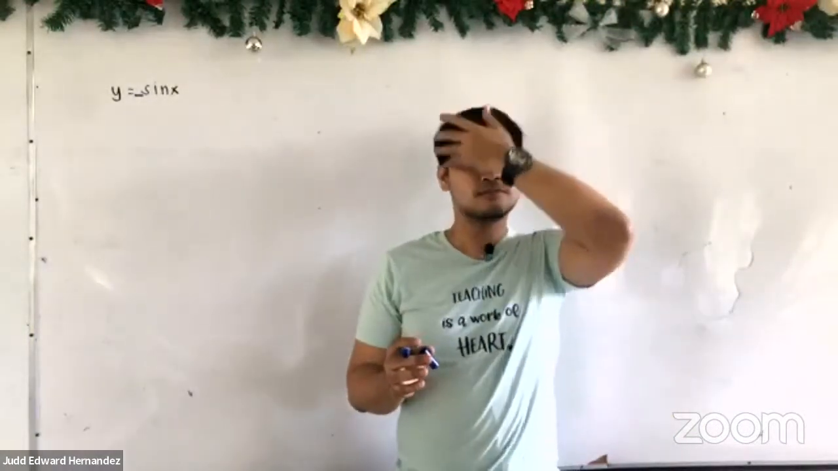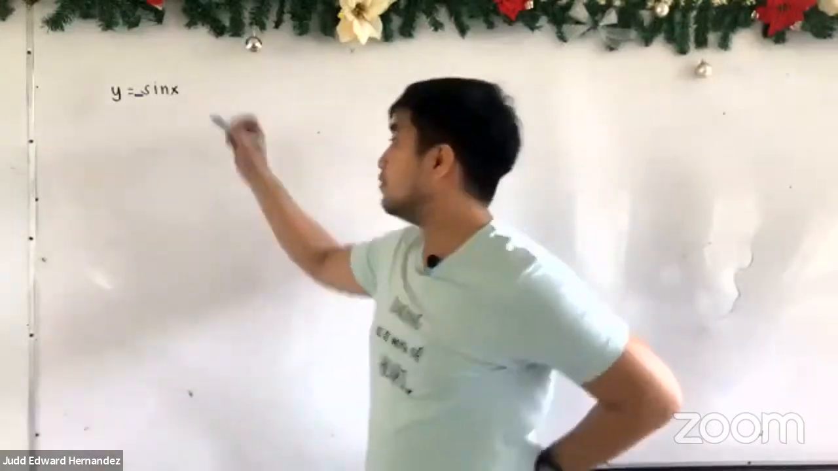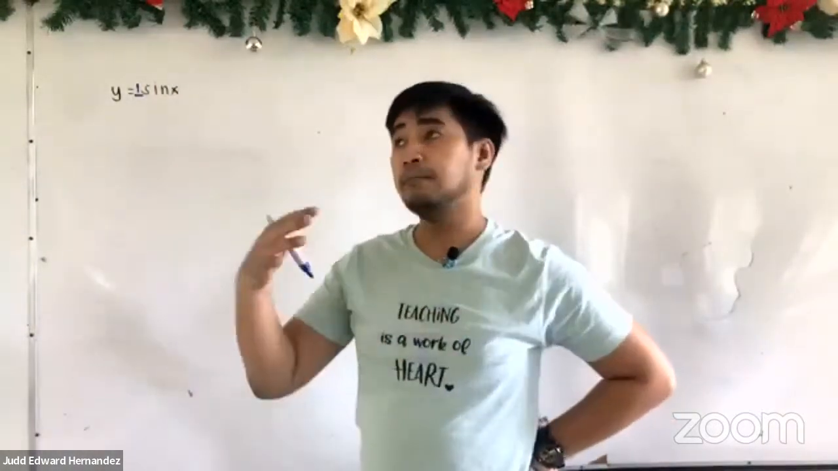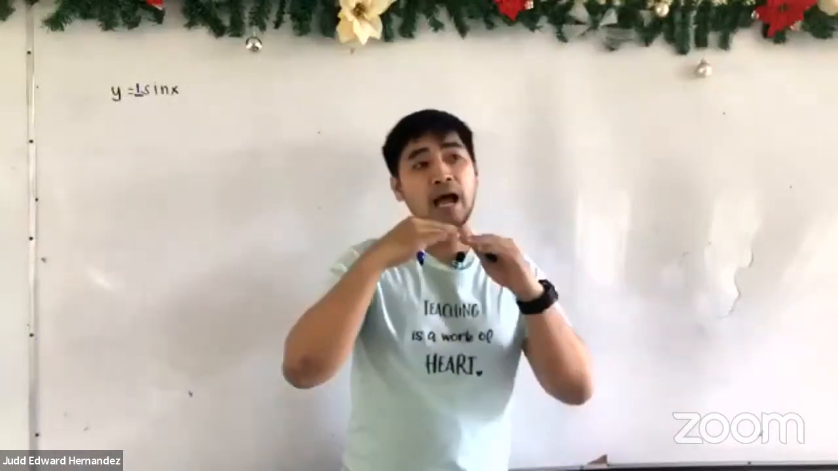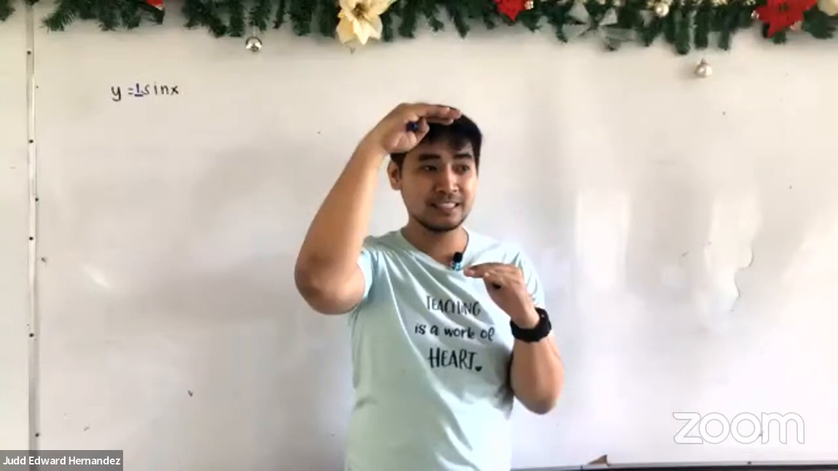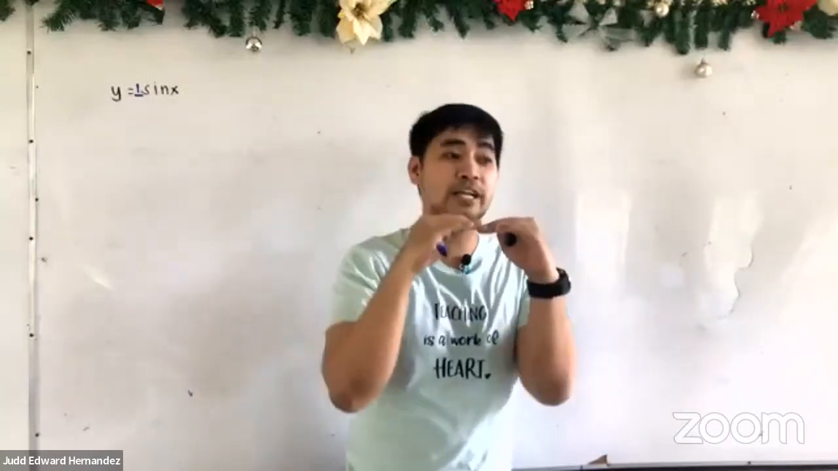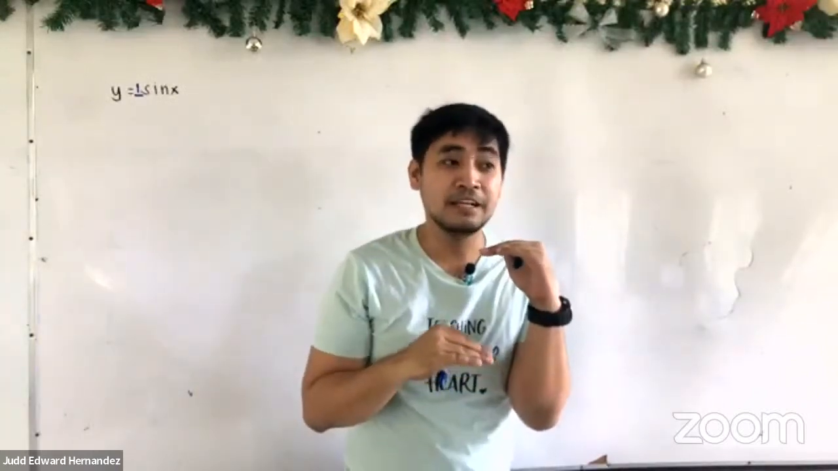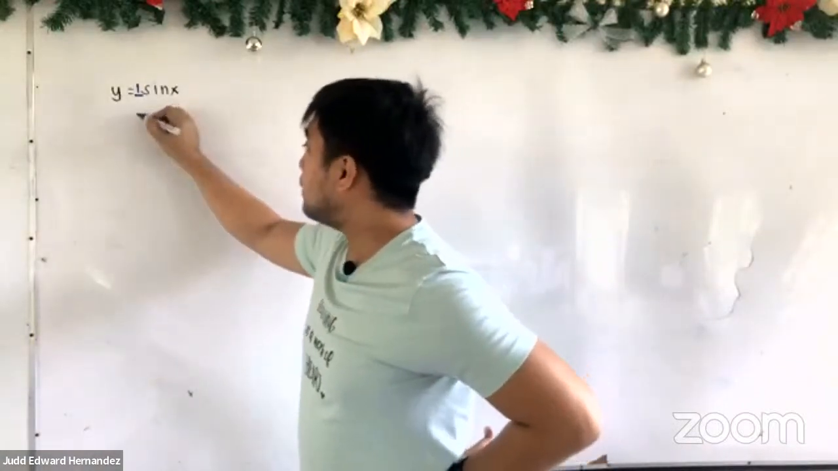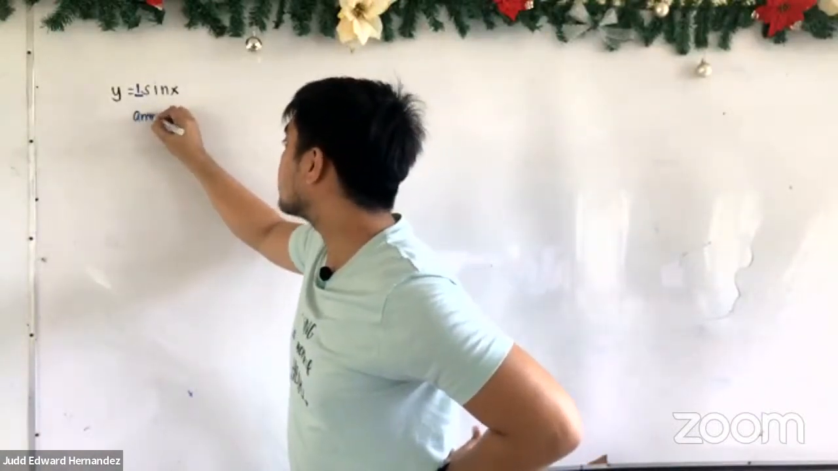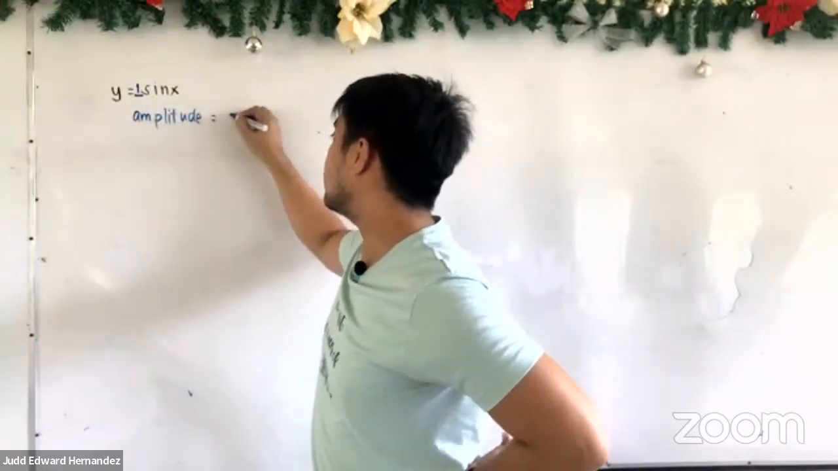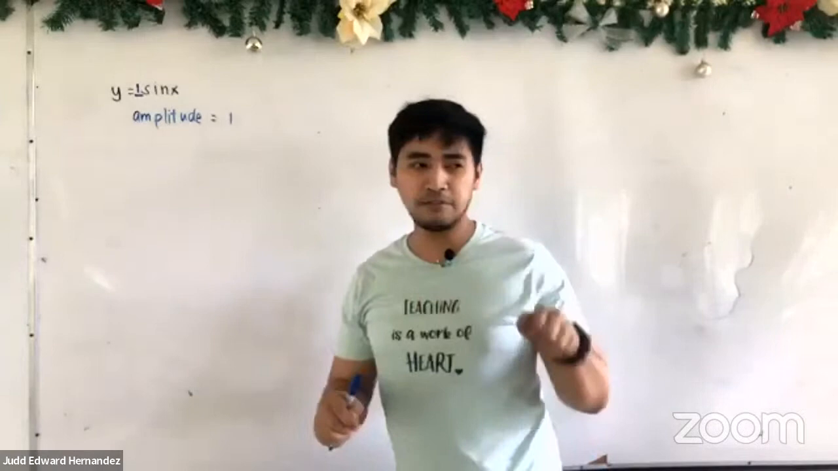Yes or no? Wala po. It's 1. Okay, lalagay mo agad dyan 1 para ma-indicate mo na alam mo, aangat siya pataas ng ilan? 1 po. Bababa siya ng ilan? 1 din po. Ibig sabihin, our amplitude is equal to 1. Okay, do we have a period here?